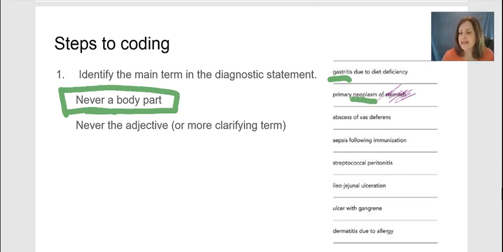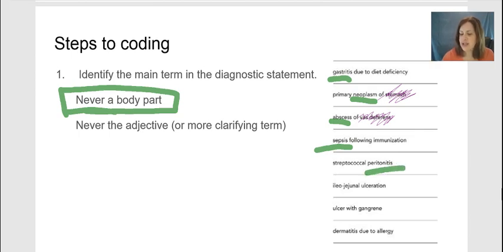Next one, abscess of the vas deferens. Well, the vas deferens is a body part. It's what gets cut when a man has a vasectomy. So now we're left literally with one word, abscess. Next one, sepsis following immunization. Well, the immunization is what caused the patient to have sepsis. So again, just like that diet deficiency, it's the cause, not the diagnosis. So we look up sepsis. Streptococcal peritonitis. Streptococcal is the adjective describing what kind of peritonitis it is.